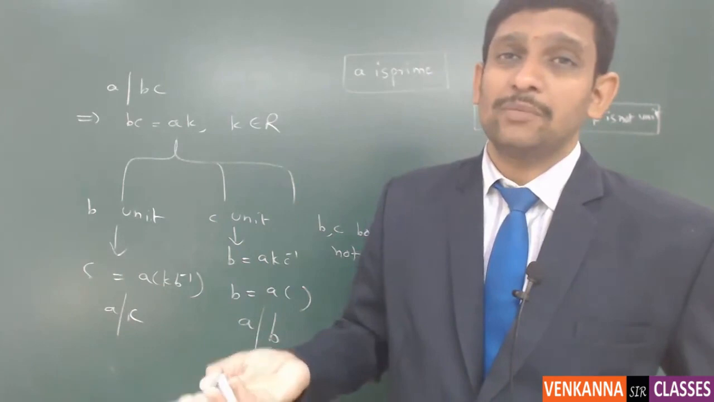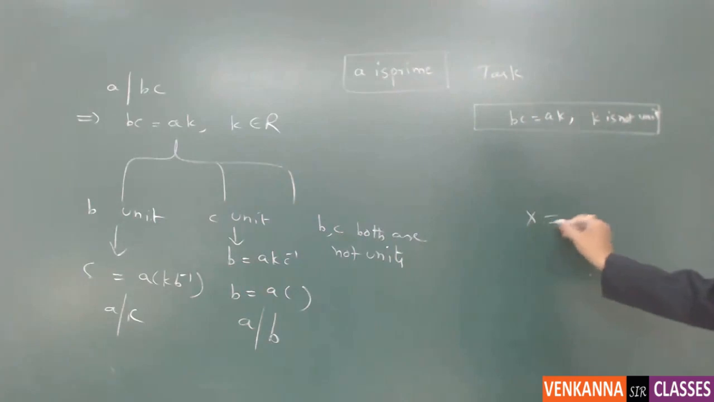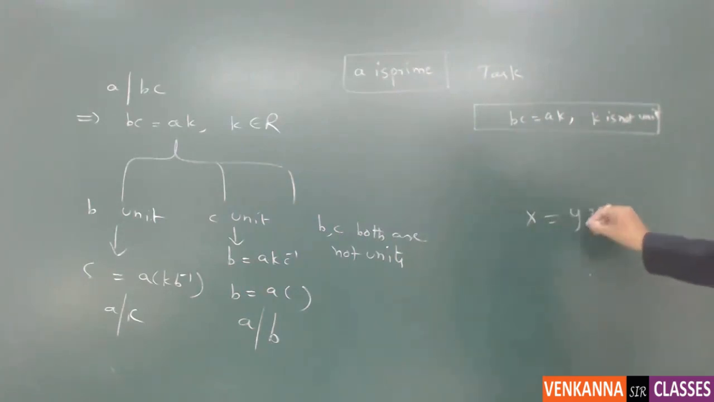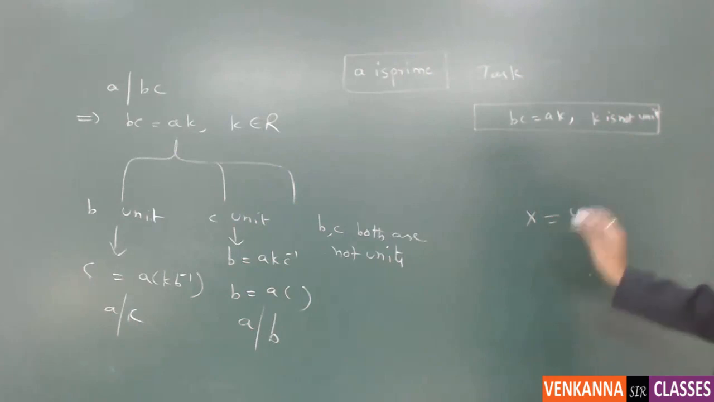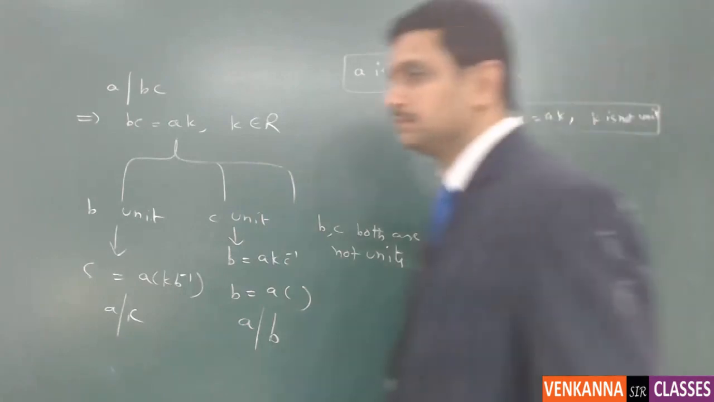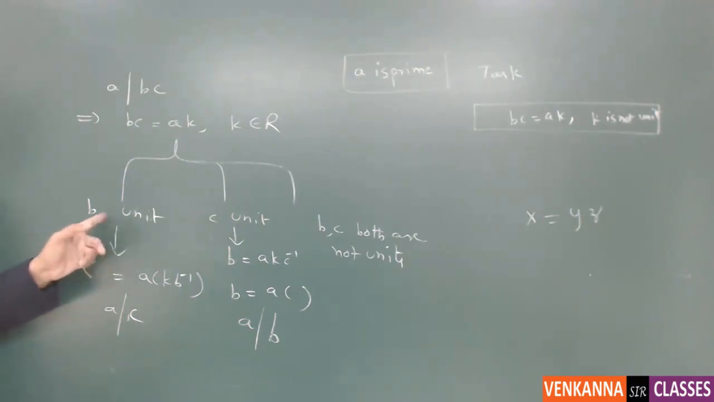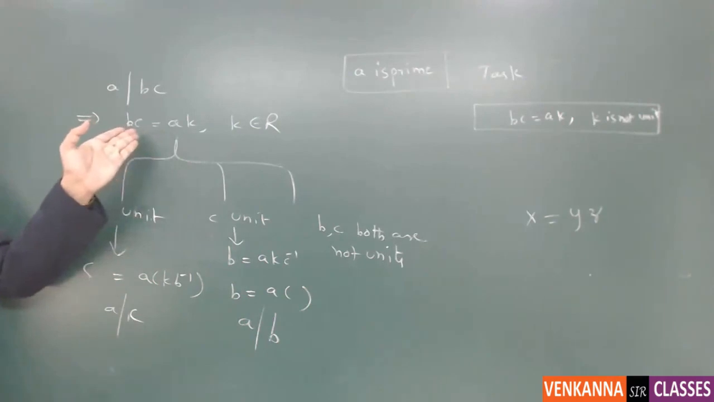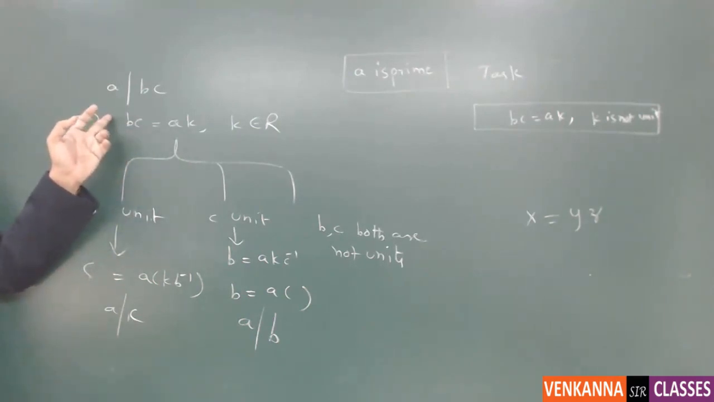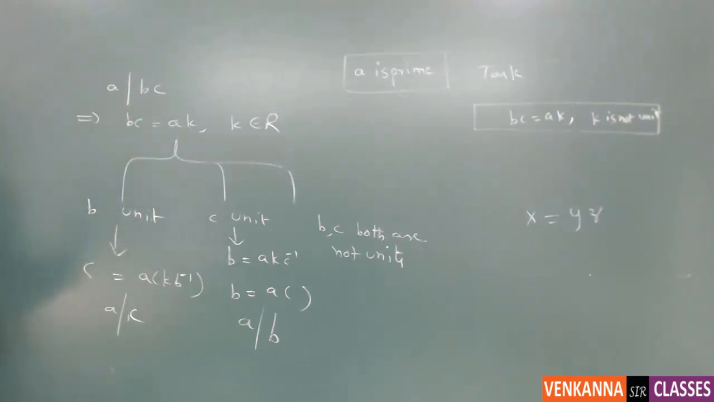You cannot always confirm that both are units. So whenever you write that X is equal to a product of two values, in that one value should always be a unit, as per the definition concerned. Let us think in a small way. If B is a unit, then as per the definition of irreducibility, since A is irreducible, either B will be a unit or C will be a unit, and both are not units.